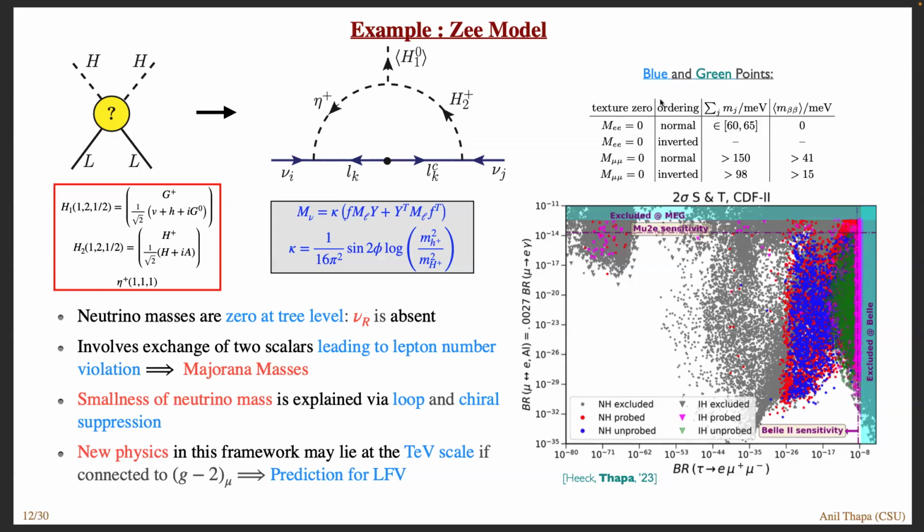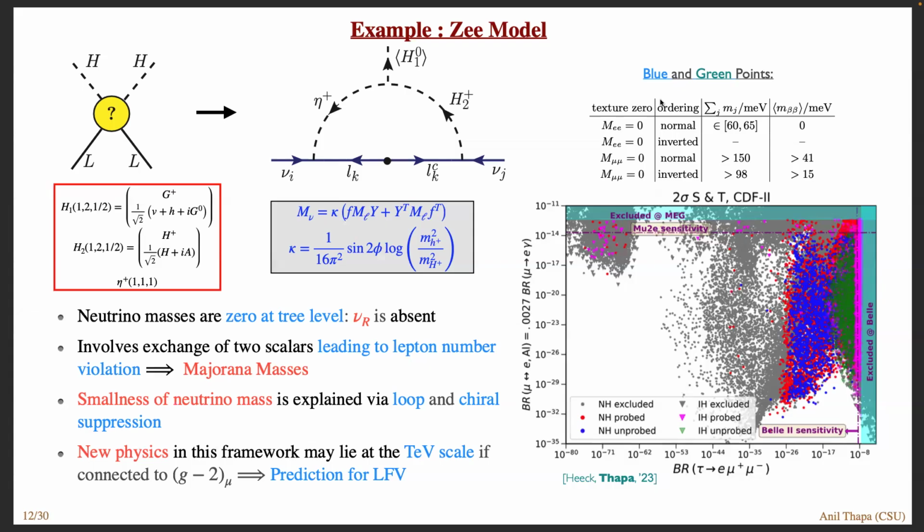The neutrino mass is 0 at tree level, and you remember this, right? There is no right-handed neutrino. It involves two scalars that break lepton flavor, thus you have a neutrino mass. The smallness of neutrino mass is explained by this loop factor, 1 over 16 pi squared at least, somewhat suppressed. And there is chiral suppression: if you look at this formula, the neutrino mass is directly proportional to the charged lepton mass. So you have some understanding of why neutrino mass is so small.